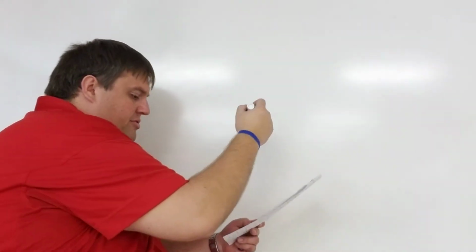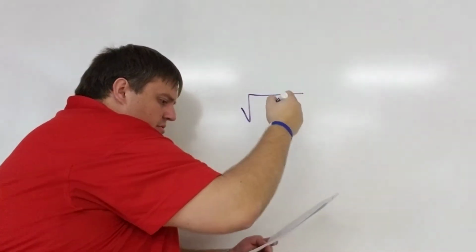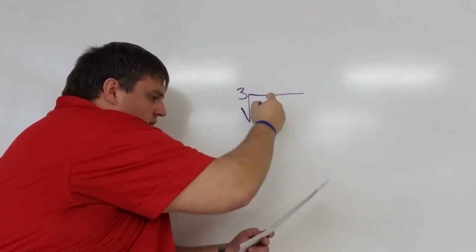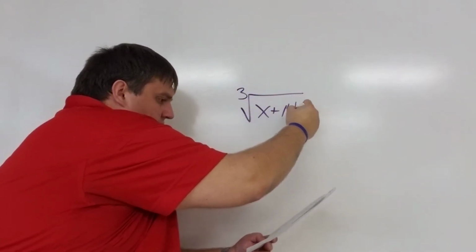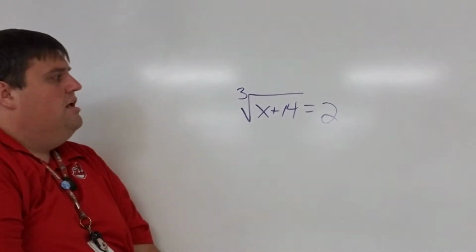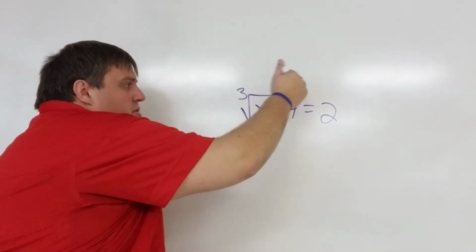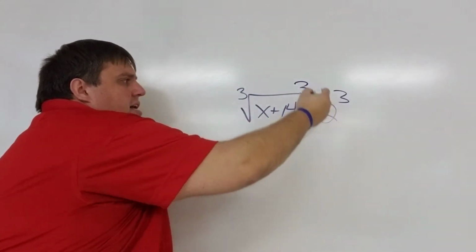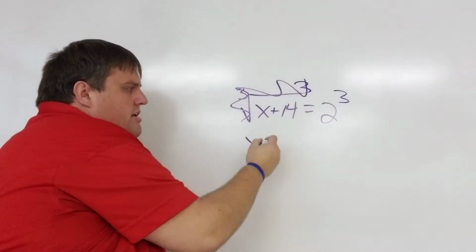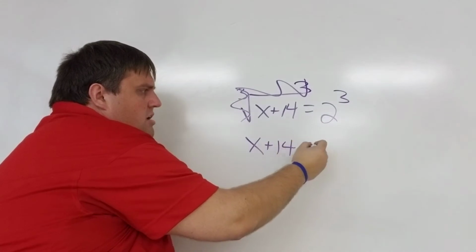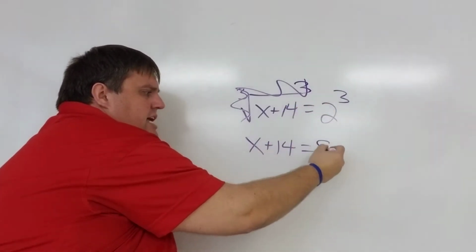All right. And then 23, cube root of x plus 14 equals 2. If I want to get rid of a cube root, I need an exponent. It's a cube root, so I need a 3. 3 on both sides. Those are going to cancel. It gives me x plus 14. Over here, 2 times 2 times 2 is 8.